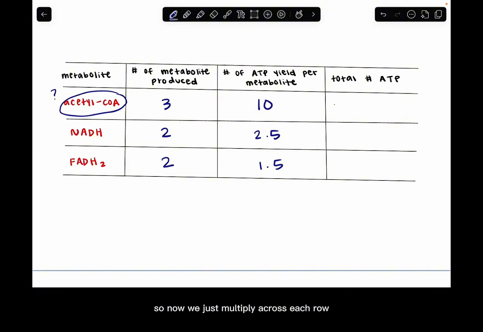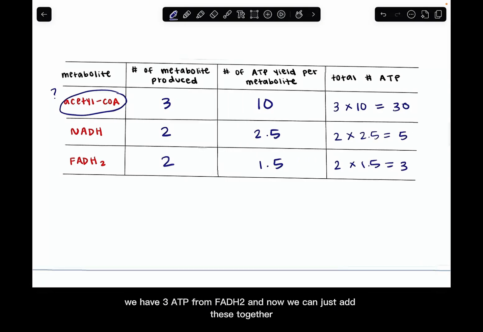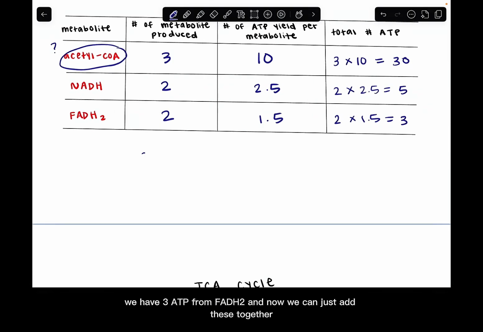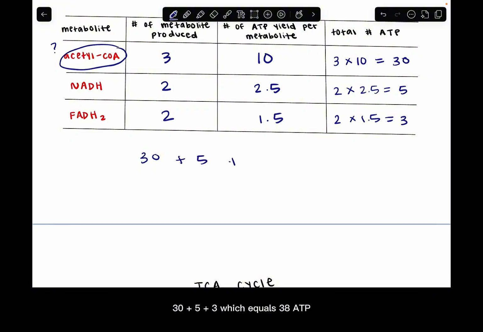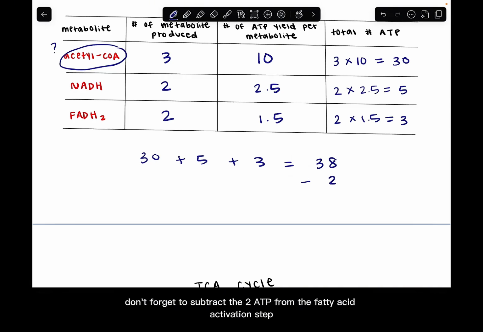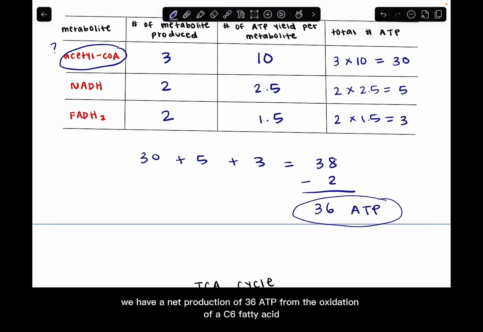So now we just multiply across each row. If we have 3 acetyl-CoA and each yields 10, we have 30 ATP from acetyl-CoA. If we have 2 NADH and each yields 2.5, we have 5 ATP from NADH. And if we have 2 FADH2 and each yields 1.5 ATP, we have 3 ATP from FADH2. And now we can just add these together, 30 plus 5 plus 3, which equals 38 ATP. However, don't forget to subtract the 2 ATP from the fatty acid activation step, which means we have a net production of 36 ATP from the oxidation of a C6 fatty acid.